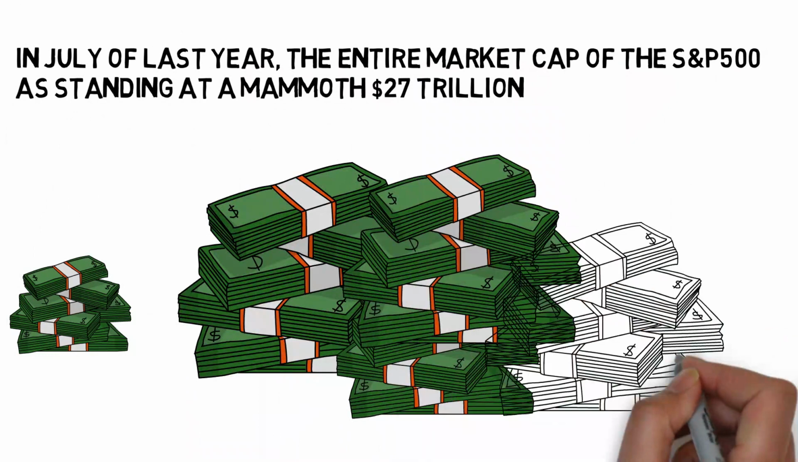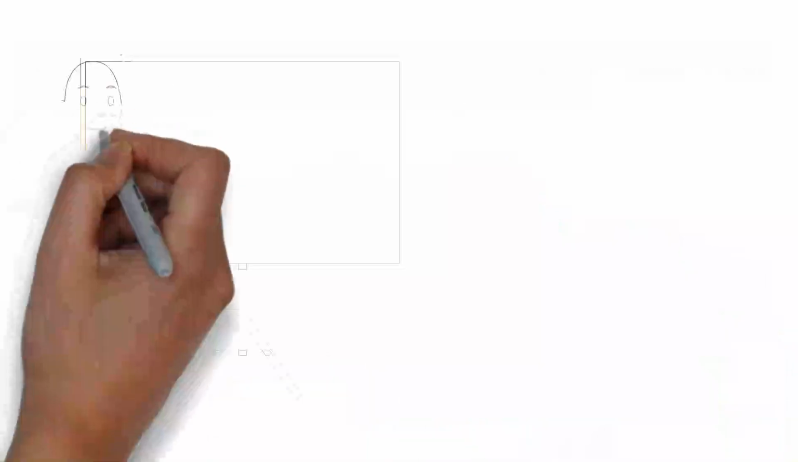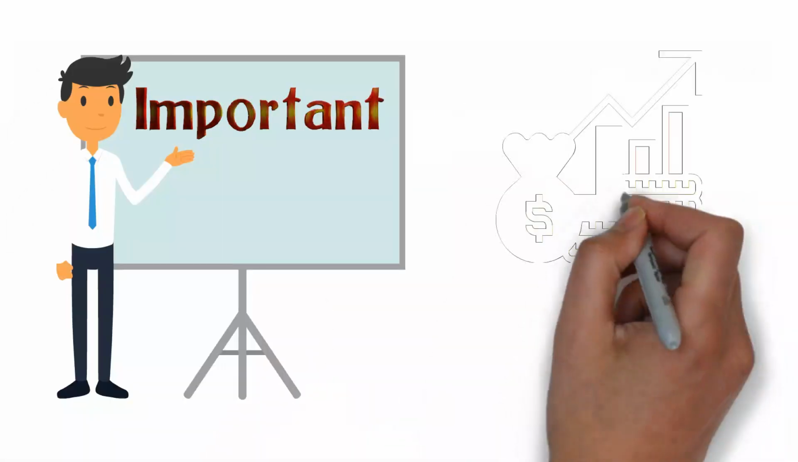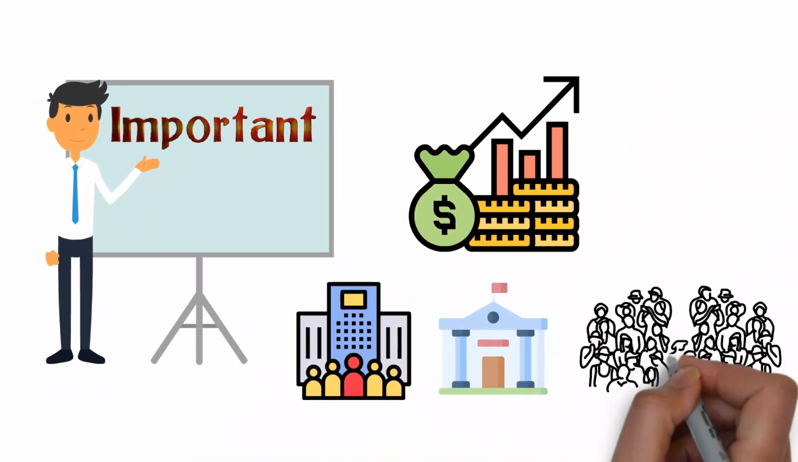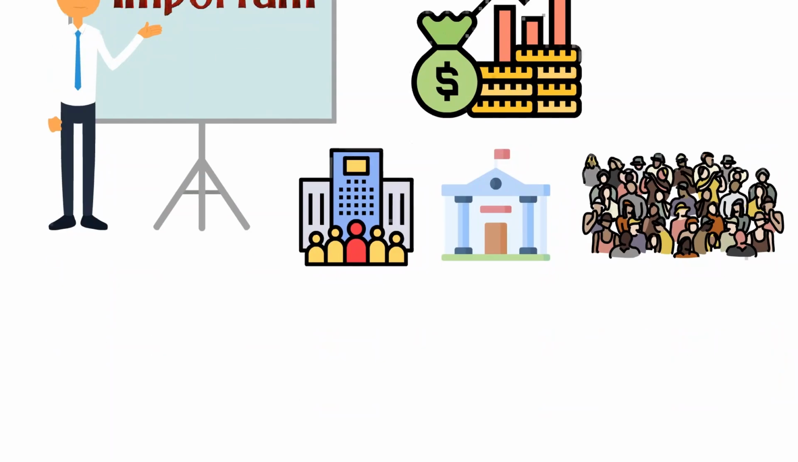In July of last year, the entire market cap of the S&P 500 was standing at a mammoth $27 trillion. An important thing to note about this index is that it does not count the shares held by companies, government agencies, or control groups. It only measures shares available to the public.